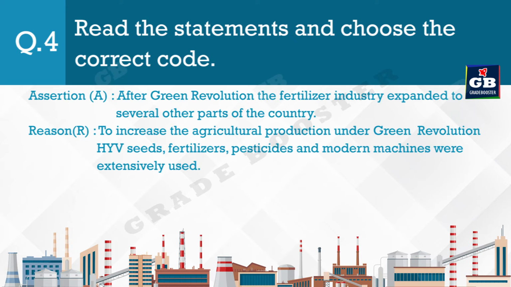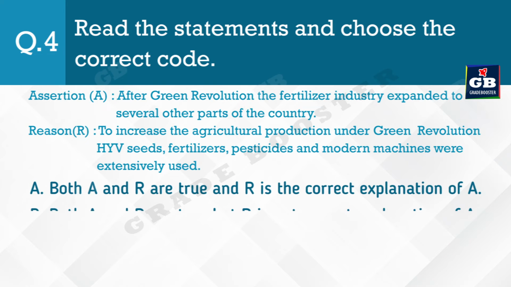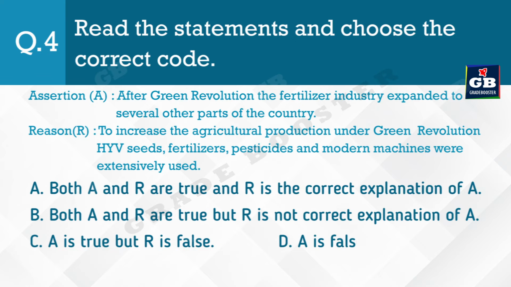Codes. A. Both A and R are true and R is the correct explanation of A. B. Both A and R are true but R is not the correct explanation of A. C. A is true but R is false. D. A is false but R is true.